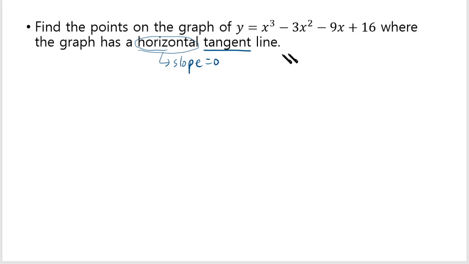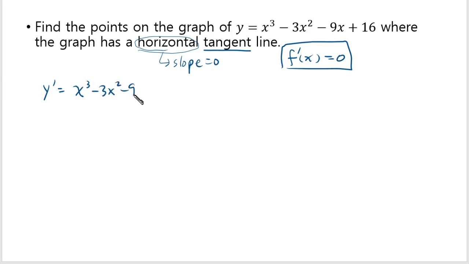So that means we're looking for points where the derivative, if I call this f of x, then the derivative has to equal 0. That's what we need to solve. So let's try that. We have y prime, we're trying to differentiate x cubed minus 3x squared minus 9x plus 16.